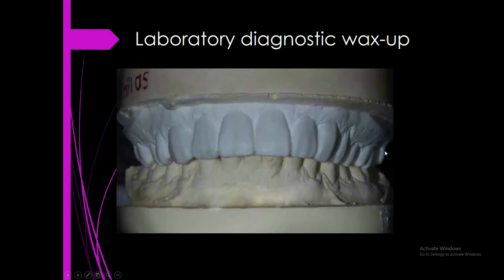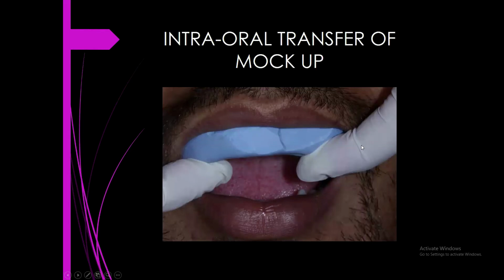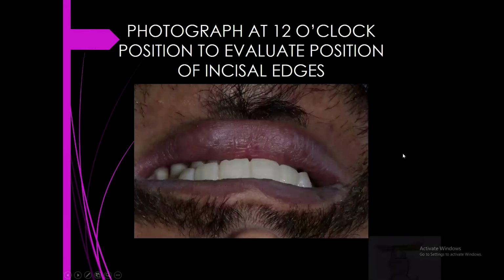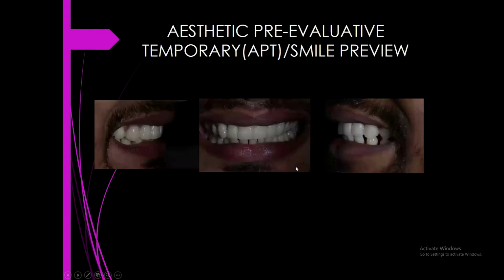On the study models, we got a laboratory wax-up done. So when the patient came to us in the second appointment, we went ahead and did what is called the aesthetic try-in or the aesthetic test drive for the patient, which involves the first step of transfer of the mock-up to the mouth by using the silicone putty index and bisacryl composite. The photograph was taken at 12 o'clock position to evaluate the position of the incisal edges. Photographs were taken with the APT, which is an aesthetic pre-evaluative temporary, to evaluate the smile preview.